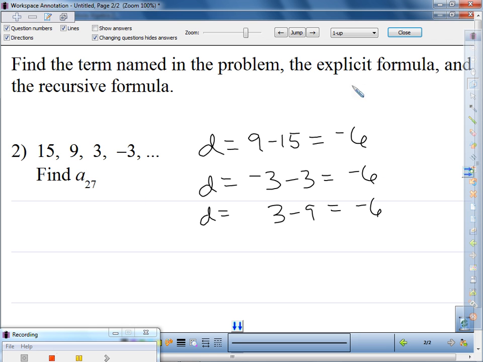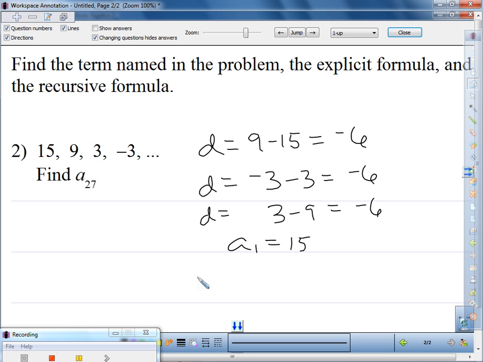Now, to find the recursive or explicit formula, you wouldn't have to do this 3 times. You only have to do it once in this case. So what we'll do now is find the recursive formula. To find the recursive formula, not only do we need to know the common difference, we also need the first term, which is 15.